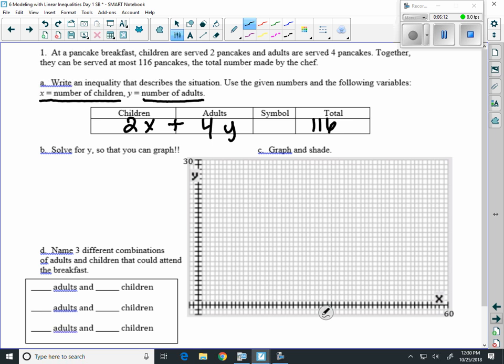Okay. Now, it says here, together they can be served at most. So, does the total need to be less than 116 or greater than 116? Less than 116. Okay? Can it be equal to 116? Yes, because they could serve exactly 116 pancakes. Look at that. Now you have an equation. So we're going to rewrite it right here. 2x plus 4y less than or equal to 116. What do you think I'm going to have you do? Solve for y. So we're going to get y by itself. I'm going to let you do that. Get y by itself.